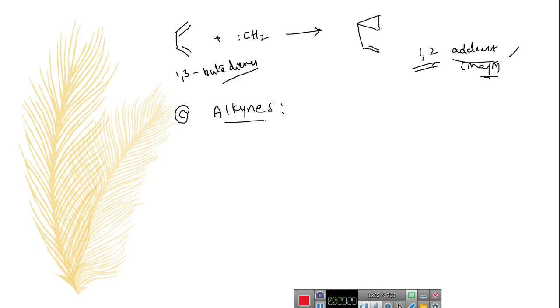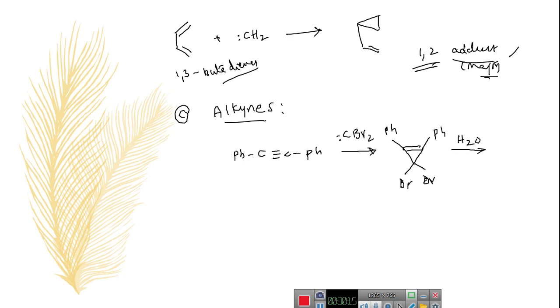So alkynes are just less reactive than alkenes towards carbenes. For example, if you have an internal alkyne and treat this with the carbene, here dibromocarbene, which is singlet, it gives you 3,3-dibromo, 2,2-diphenyl cyclopropane. Okay, this cyclopropane, when you do hydrolysis, gives the ketone as the product.